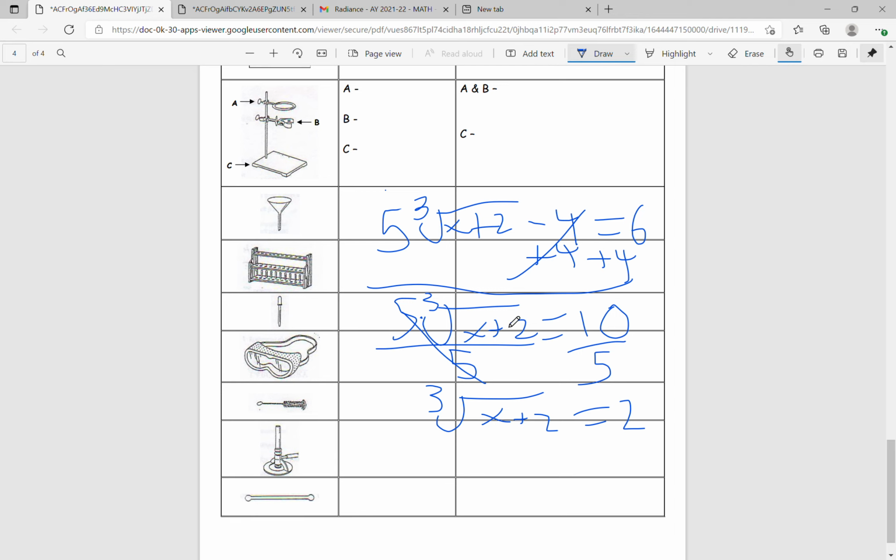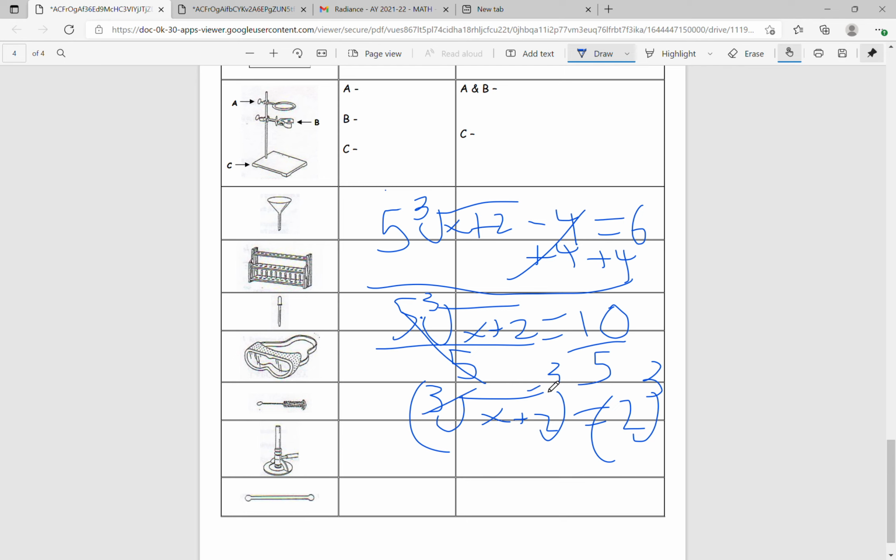Now at this point, this is when you want to cube both sides, because we have the radical on one side of the equation. That way the cube and the cube root will cancel each other, and we'll just have x plus 2 is equal to 2 cubed, which is 8. So we're going to cube both sides in order to get rid of that cube root.